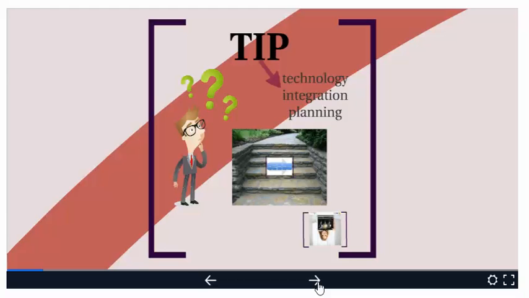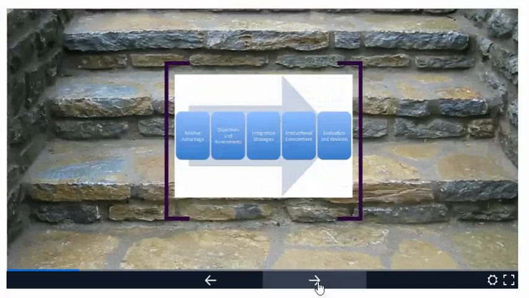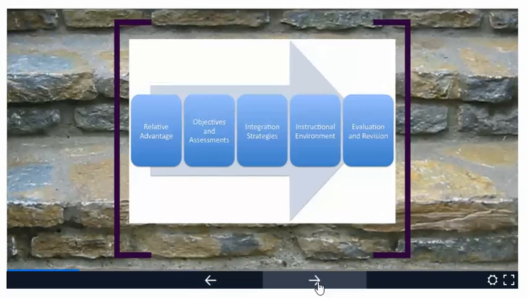TIP is a model teachers can use to make sure they are integrating technology the right way. There are 5 steps we can use to plan and evaluate our instruction. Phase 1, we determine the relative advantage. Here we estimate the effort and expense. Will I benefit by using technology in this lesson?